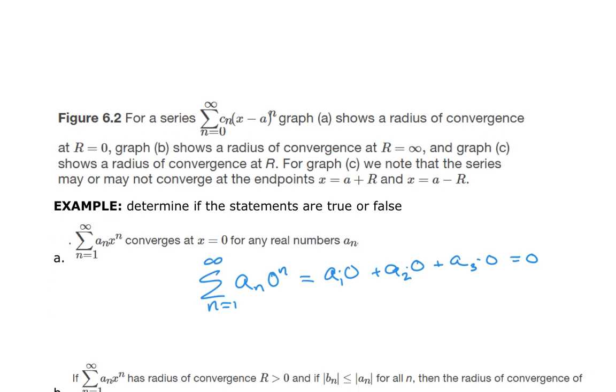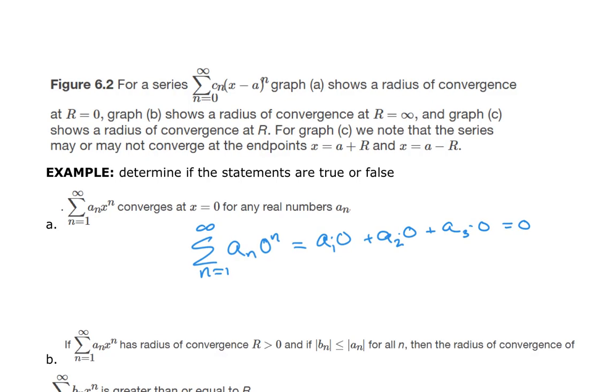And you're wondering why we started at 1. Well, we can't start at 0 because it would be 0 raised to the 0 power, and I'm checking for convergence at x equals 0. So I'm going to start at n equals 1. So this is true.